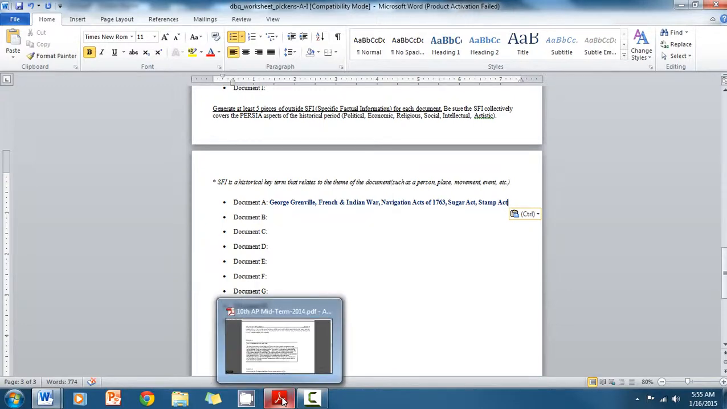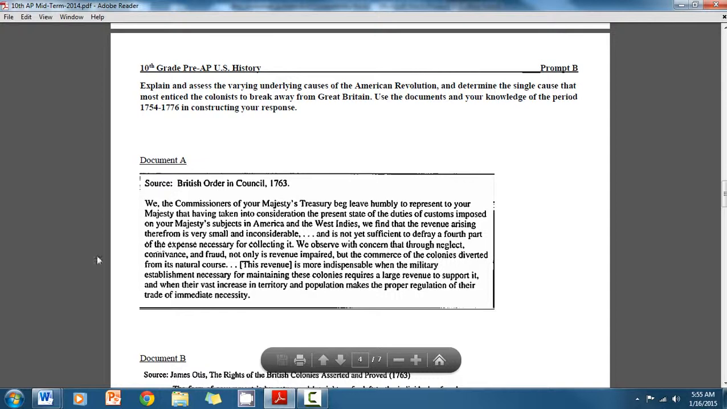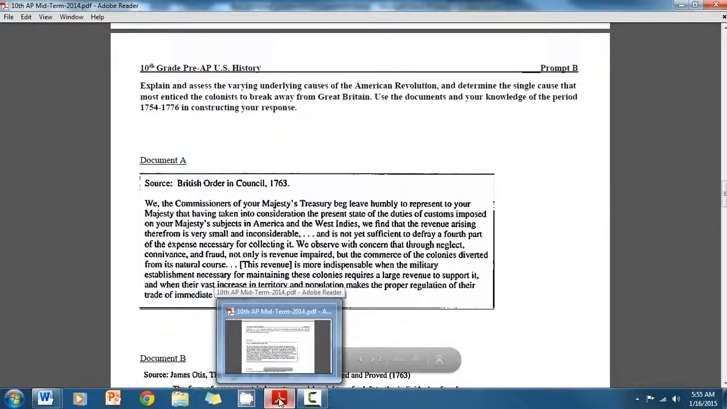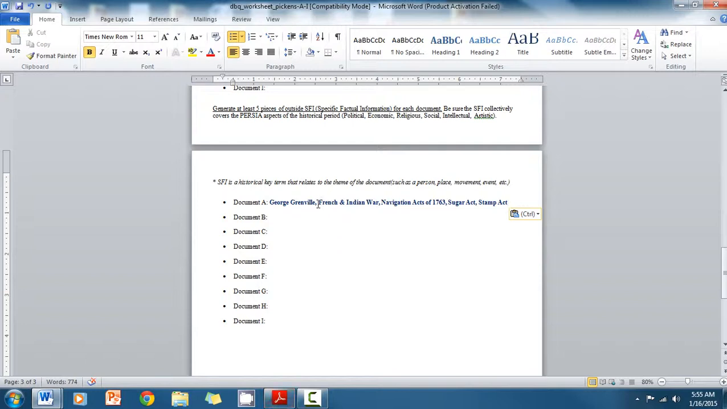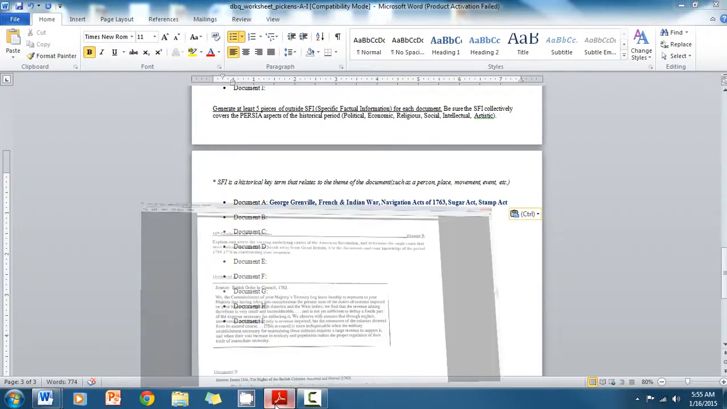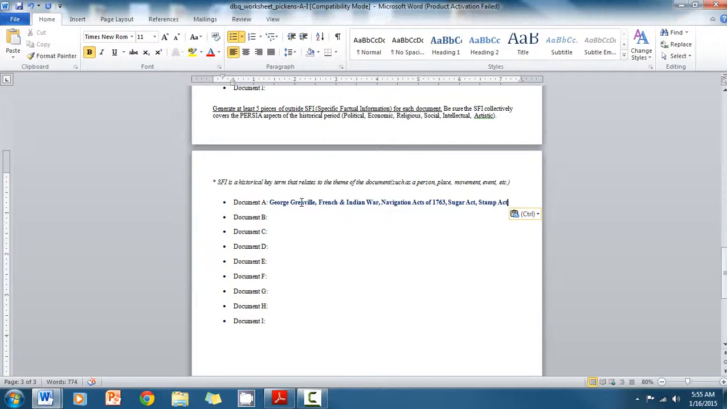When you go back to document A, reading through, knowing this is a document generated by the British government, and they're mostly talking about revenue and taxes, the first thing that I thought about was George Grenville. He was the head of the Treasury while all of the taxes were being passed. And so after I thought of George Grenville, he's mostly authorizing increased taxation.